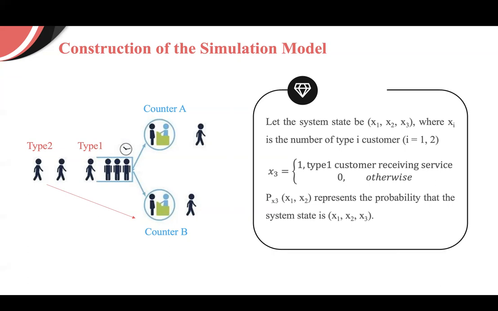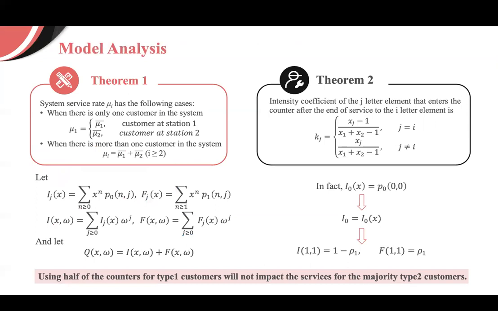Let the system state be x1, x2, x3, where xi is the number of type i customers. When a type 1 customer is receiving service, x3 equals 1, otherwise it is 0. P represents the probability that the system state is x1, x2, x3. According to the above two theorems about the service rate and the intensity coefficient of customers entering the counter, the state transfer diagram of the system can be shown below.